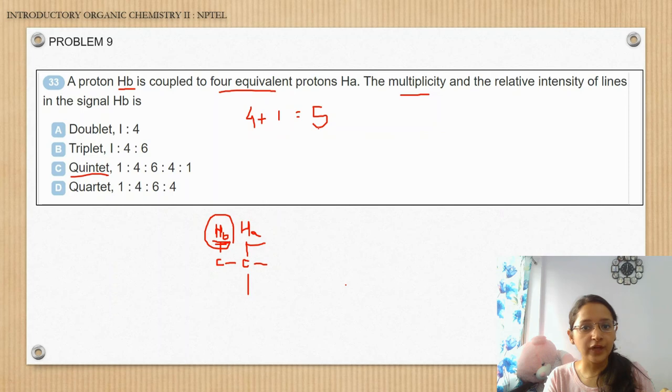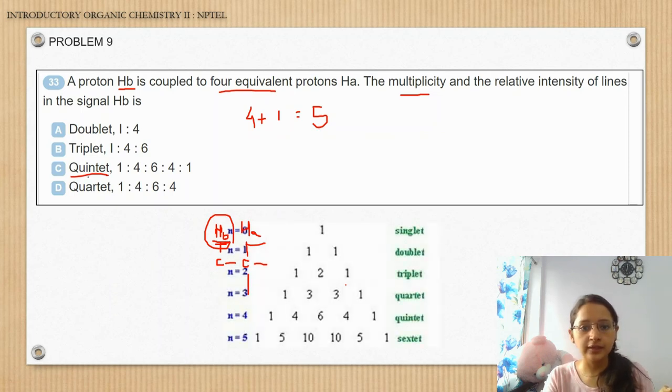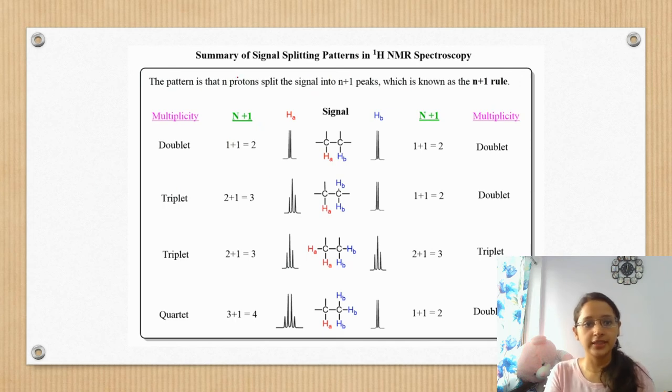So 5 represents the quintet. For your sake, I will show this. Here different multiplicities and the n plus 1 rule are given. Here we have HA, which is surrounded by HB. If we have to see the multiplicity of HA, it is in the vicinity of only one proton, HB. So it would be a doublet according to the n plus 1 rule. 1 plus 1 will give you a doublet.